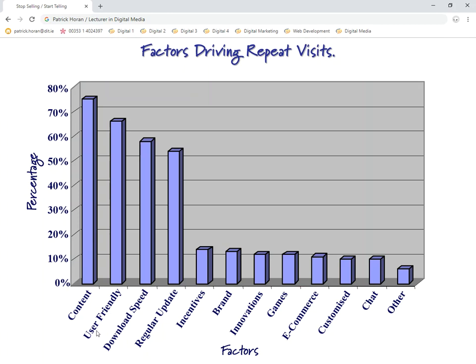User friendly. They find it easy to use and easy to find things on it. Speed and regular updates. So it's up to date, it's fast, it's user friendly, and provides them with the content they want. It's fairly obvious stuff. But just keep in mind, have we ever used a website or a social media channel that wasn't one or two of these, and we had to use it because we were stuck with it?